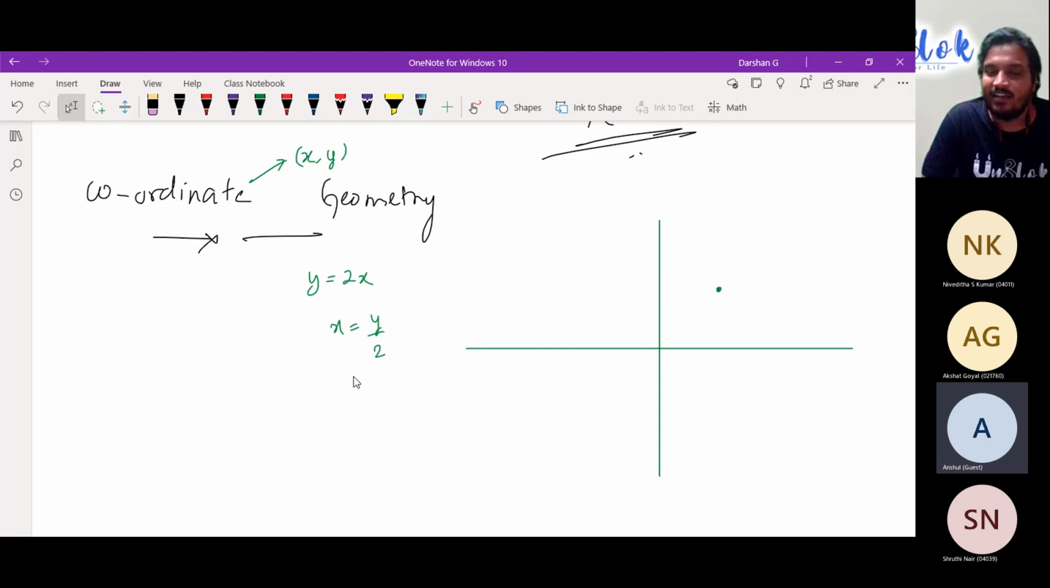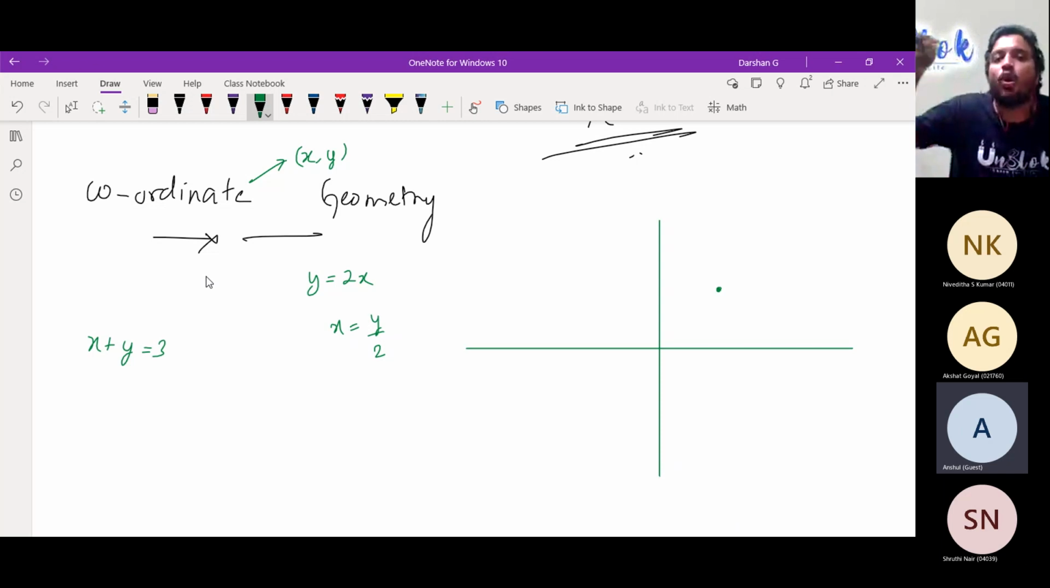Sir, x becomes dependent. Correct. Becomes dependent, so that we have to understand. If I give you an equation, imagine something like x plus y is equal to 3. This is famously known as a straight line equation. Every equation with respect to two variables, you can write as a straight line equation, and this equation can be represented on the graph sheet by using coordinates. That is why coordinate geometry becomes very crucial.